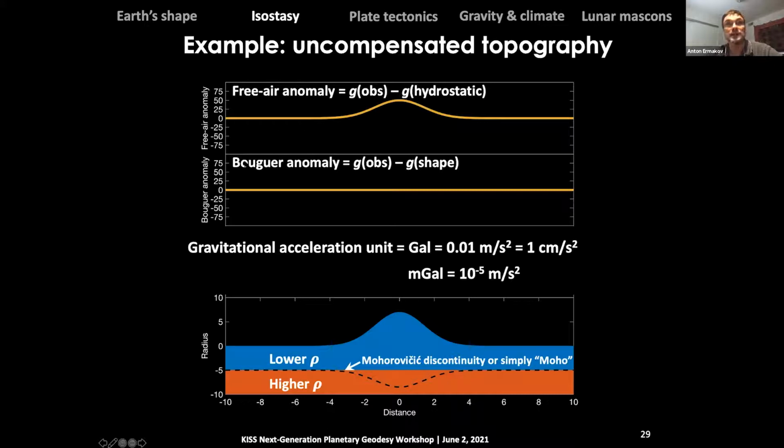The Bouguer anomaly is defined also as a difference between observed gravity and gravity of the actual Earth shape, meaning taking into account the gravitational attraction of the topographic load. So in this picture, you can see that, say, I put a mountain here, and the free-air anomaly would be positive, whereas the Bouguer anomaly would be zero because I subtracted the gravitational effect of this mountain.